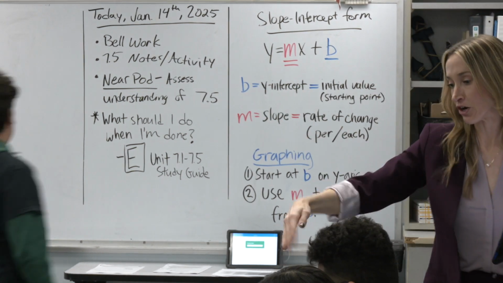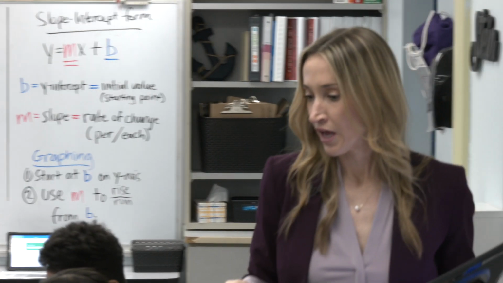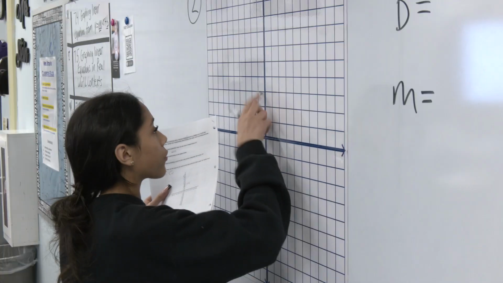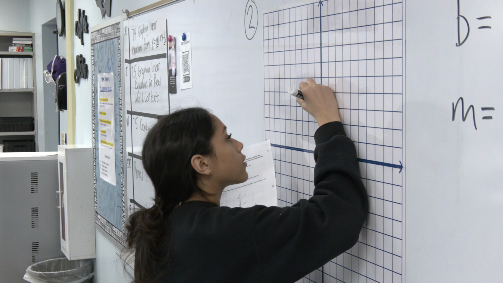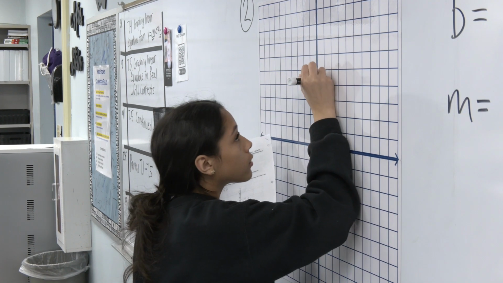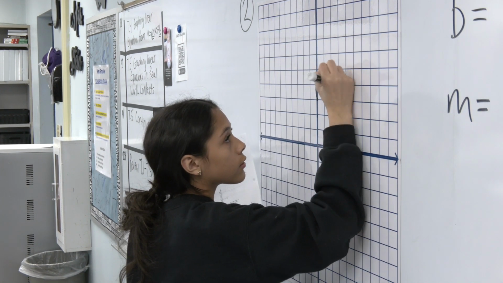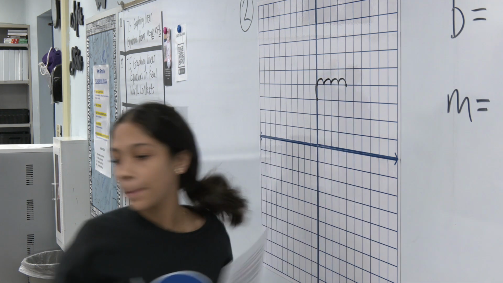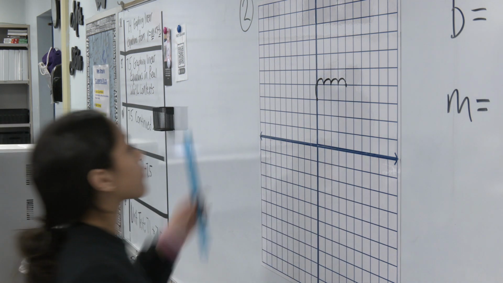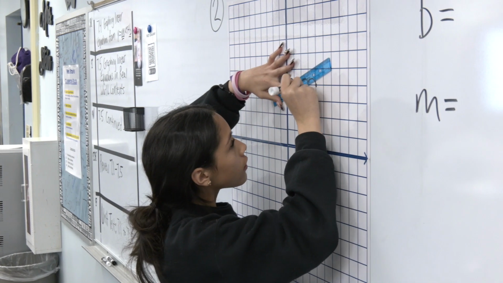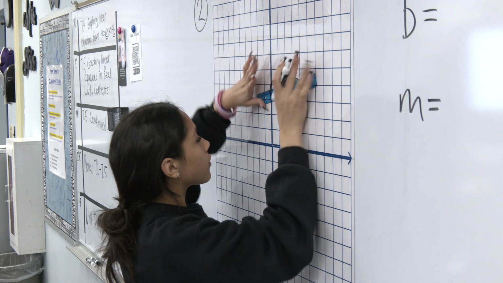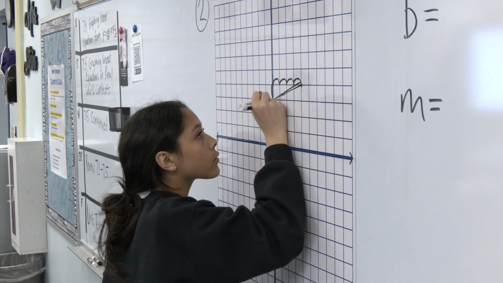The rest of you should be graphing on your desk, at your paper. And then you should be talking to each other after you graph it to make sure your graph and your friend's graph looks the same. Okay, now connect them. That's perfect. Good job.